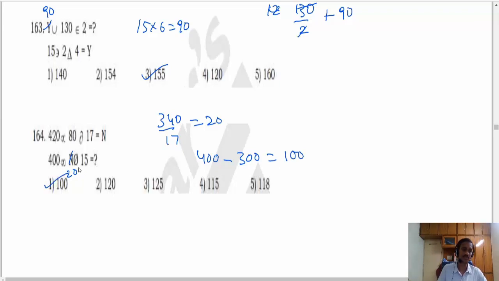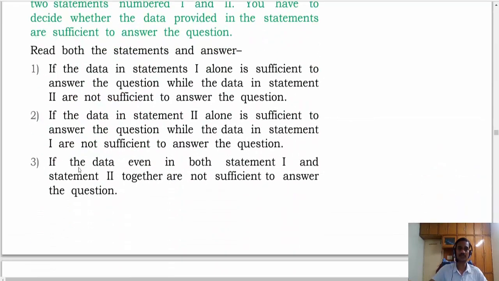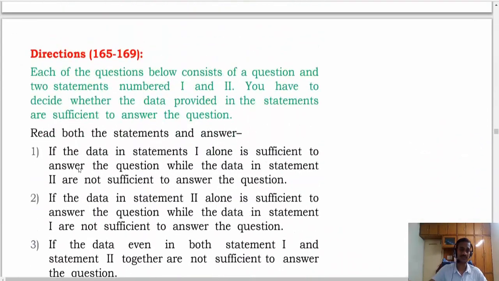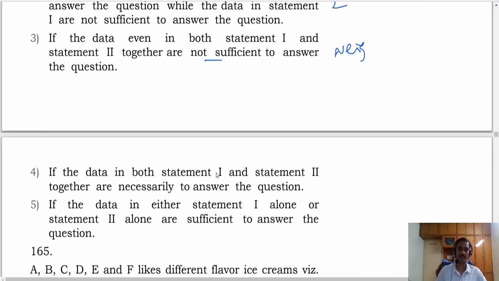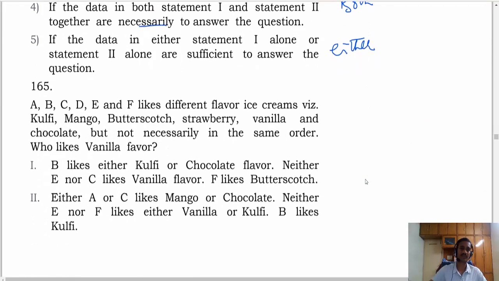Okay. Now this is about question numbers 160 to 164. Hope you have followed this. Then 165 to 169, data sufficiency. Now in this data sufficiency, 1 alone is choice 1. 2 alone is choice 2. Both 1 and 2 are not sufficient, that is neither, is choice 3. Choice 4 is both are necessary. And the fifth is either.